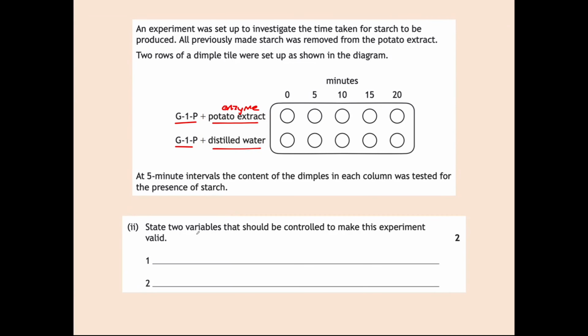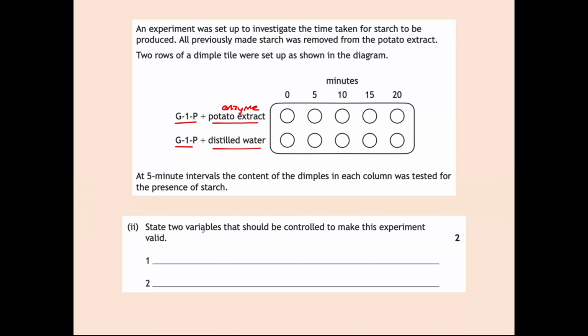But we're not really that interested in the experiment itself and the results of the experiment. What we're more interested in for this question is to state two variables that should be controlled to make this experiment valid. So what kind of things do we need to control to make the experiment valid? Now we can think about our MTBC here for this one. So we can think about things like the volumes. Now there's no mention of any volumes there. So the volume of the potato extract or enzyme, the volume of distilled water, those would both be acceptable answers there.